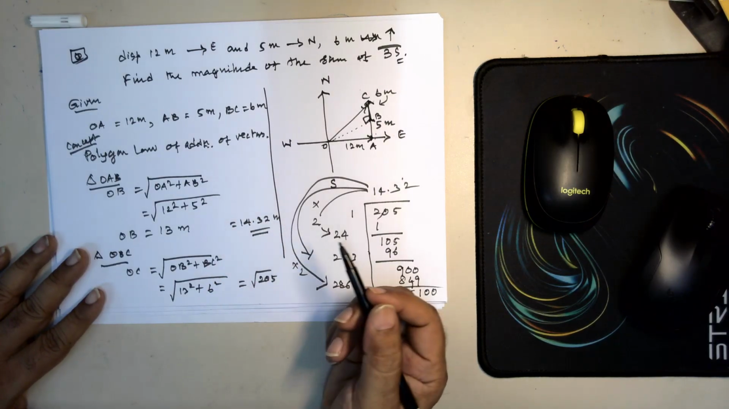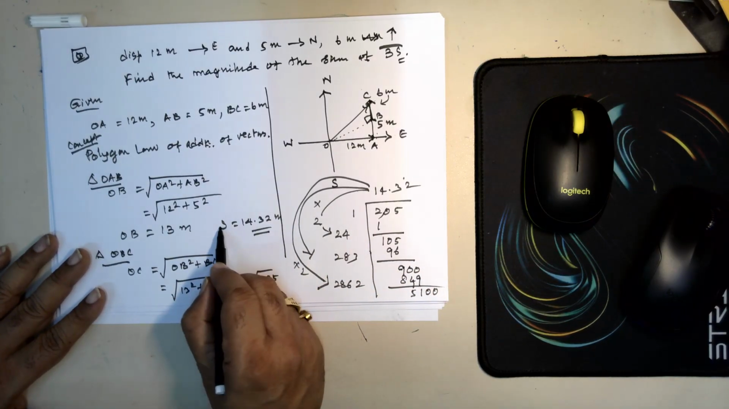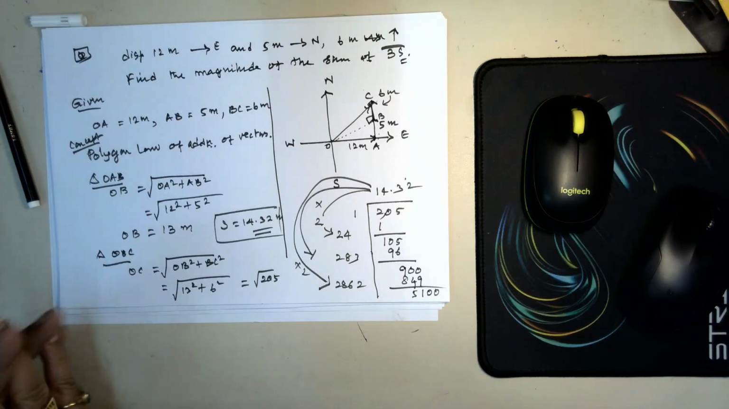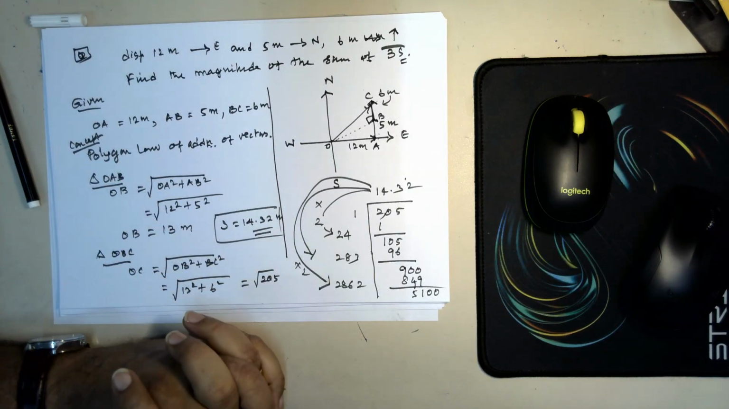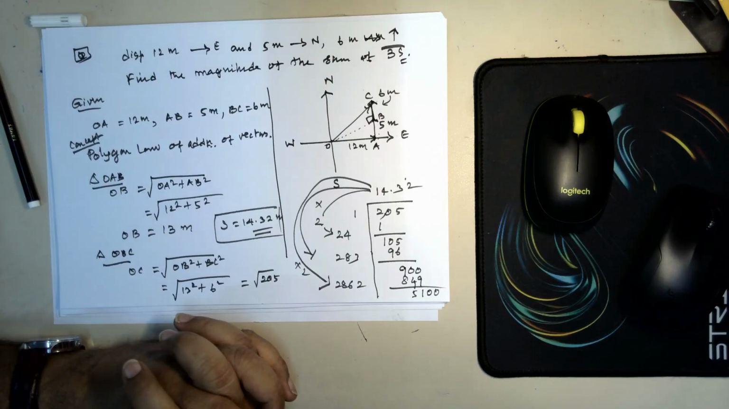So 14.32 meter. So this is the what? The net displacement. Okay? The total displacement is this. You got this? So this is a very good example for polygon law of addition of vectors. Okay?